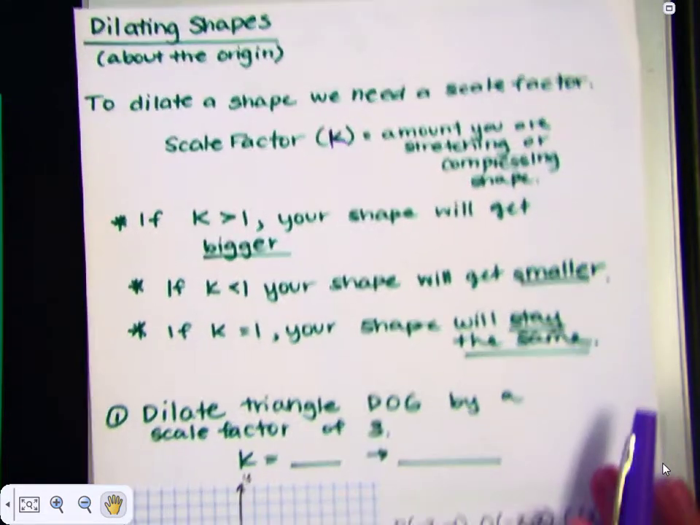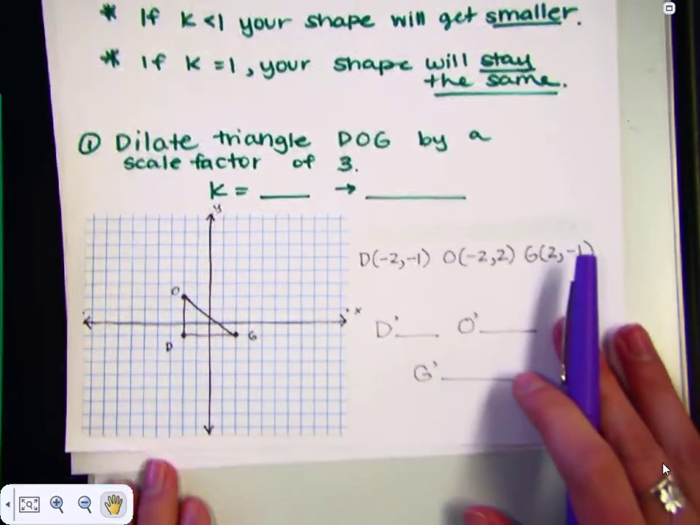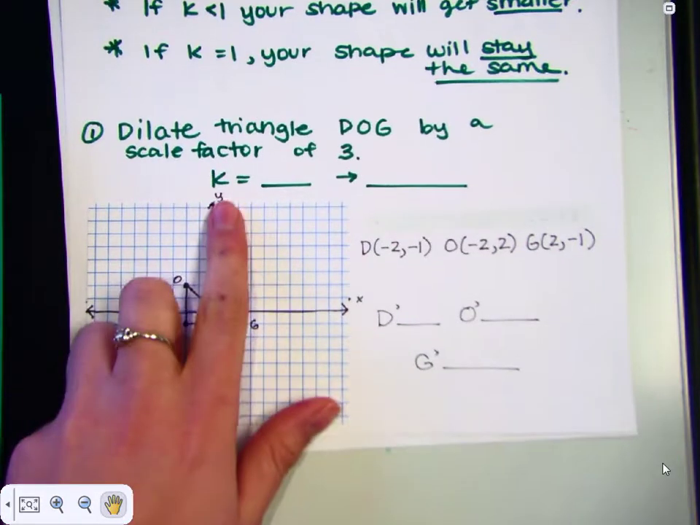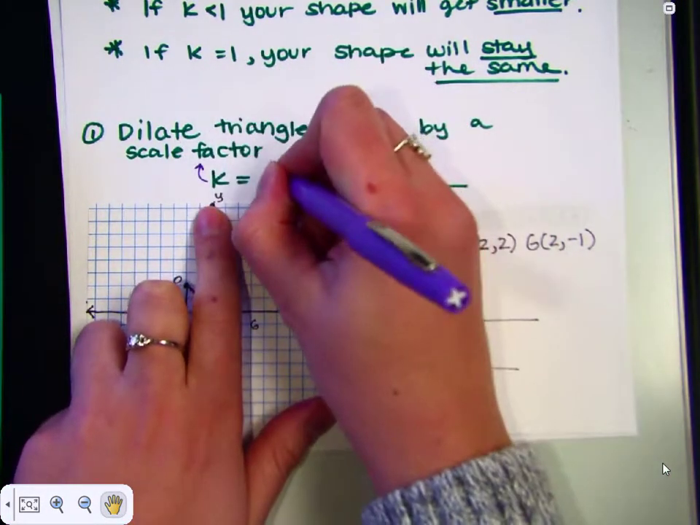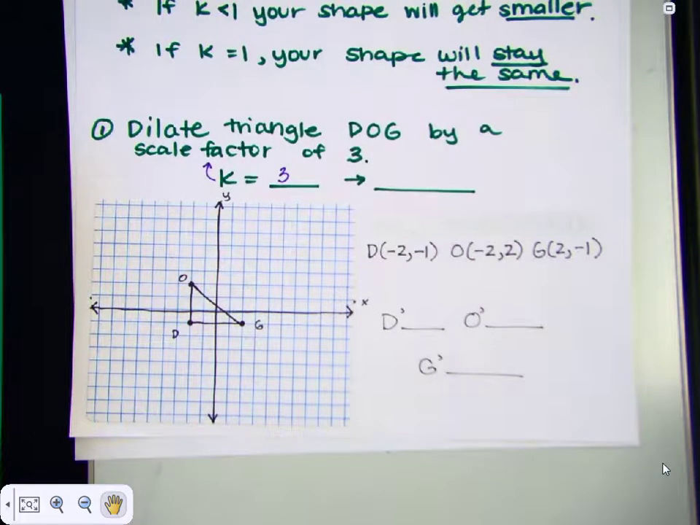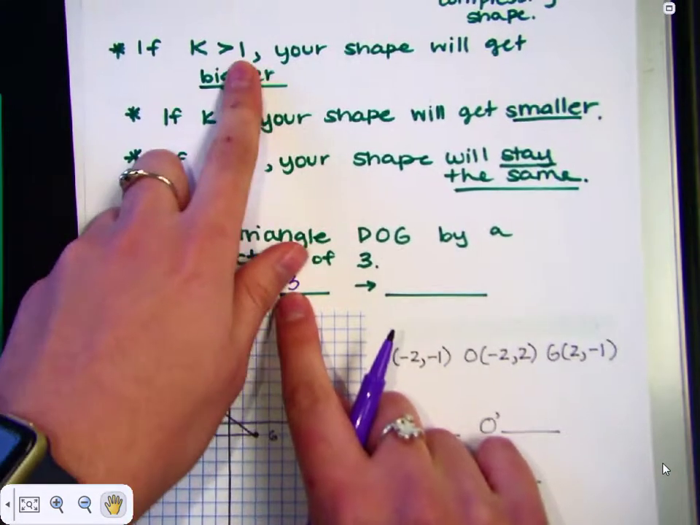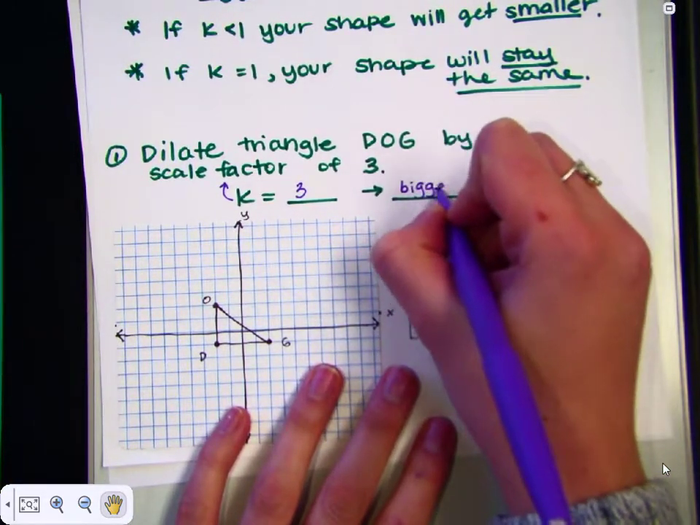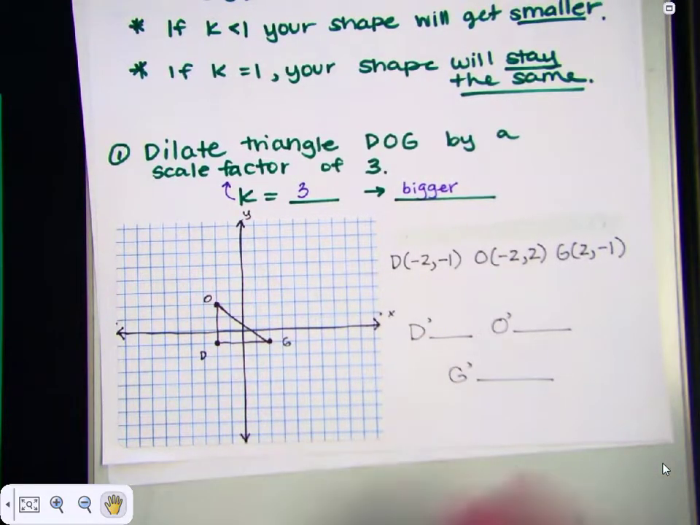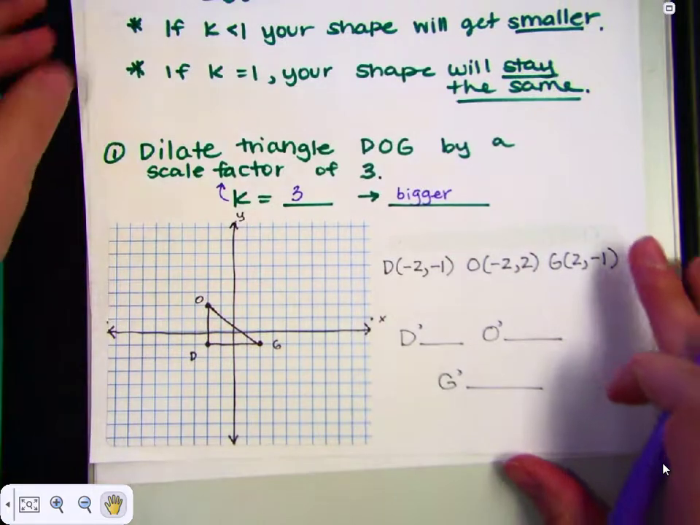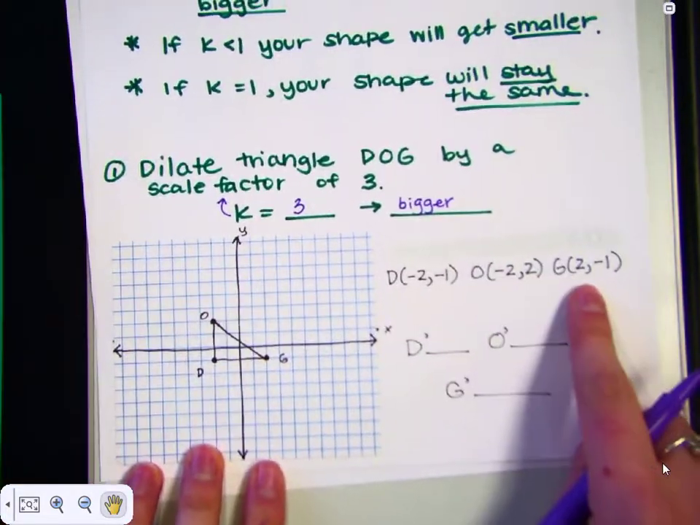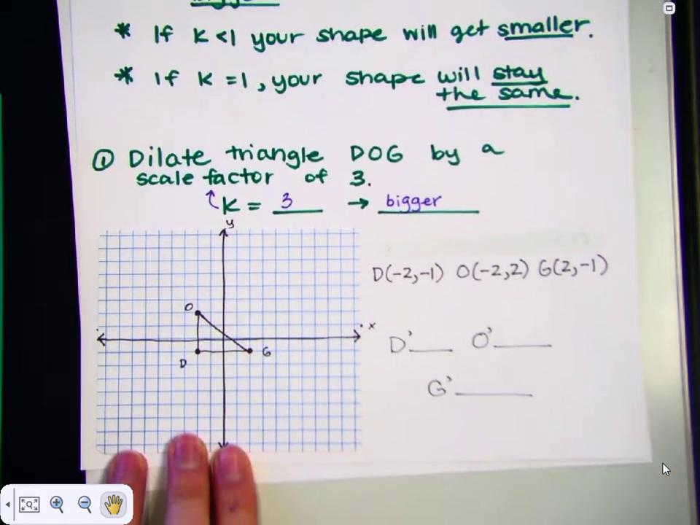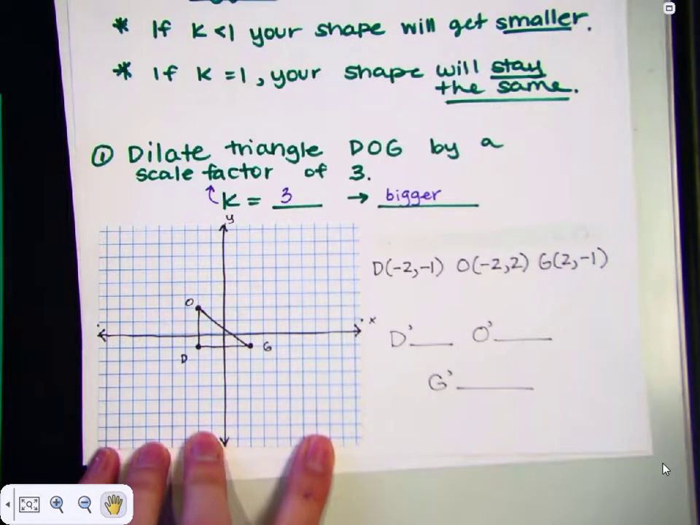All right, so if we go to our first example, it says dilate DOG by a scale factor of 3. So my K value, that just stands for my scale factor, is 3, like they told us. And that means 3 is bigger than 1, so this is going to get bigger. Okay, so we have the points DOG listed here, so if you are following along with a graph and want to plot that on a graph, you can do that. Just pause the video and go ahead and plot them.